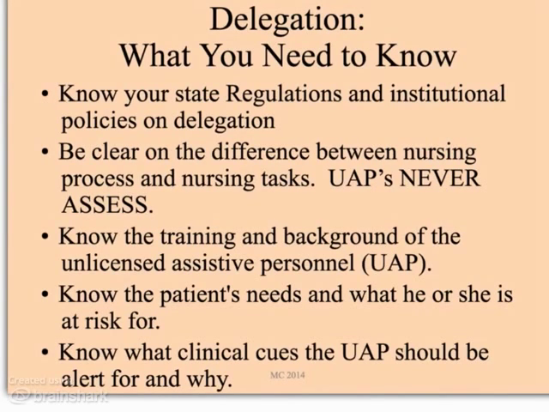So you may need to say to the UAP, if the patient's respiratory rate is greater than 24 after you ambulate them, come and get me. You cannot say to them, if the patient gets short of breath, come and get me. They may or may not know what short of breath means. Is short of breath 22? Is short of breath 36? So you need to be very specific.